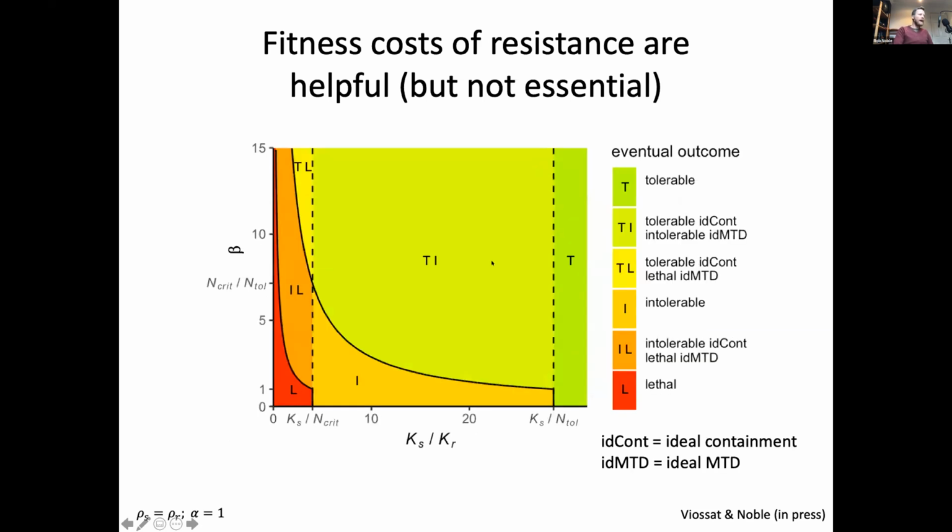Another way of looking at that is looking at the final outcome of treatment. In all the cases I've shown you so far, the tumor eventually reaches the lethal size and is lethal. But if we have these costs of resistance large enough, then we can have tolerable tumors. And at least we can have cases where it's tolerable in the adaptive therapy case.